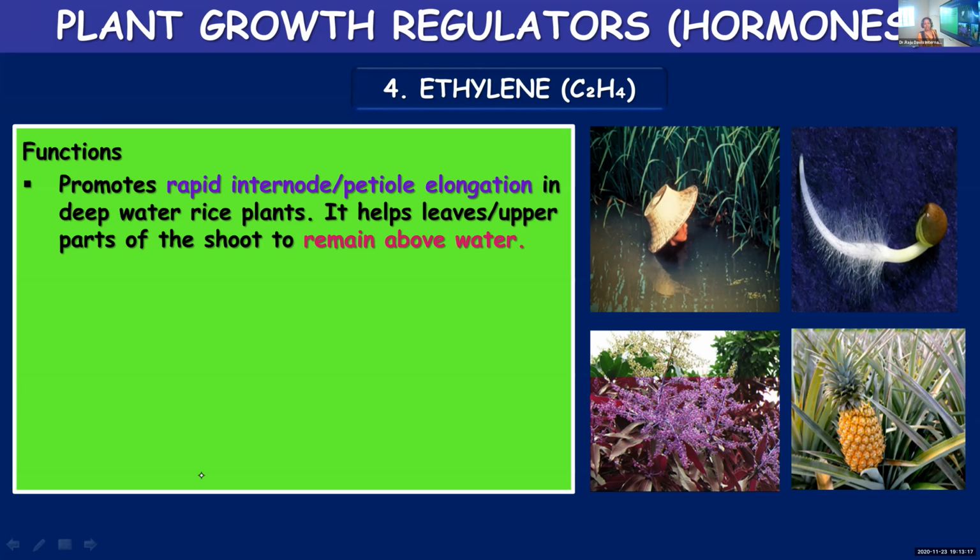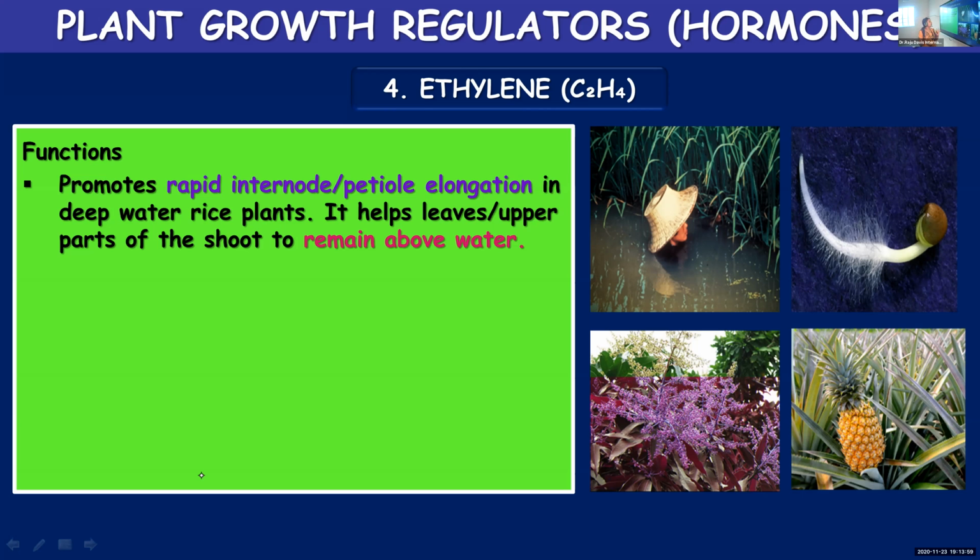You know, rice plants, paddy plants, need sufficient standing water. You might have seen paddy fields. There, standing water is needed for the paddy crops. So in such plants, this particular hormone will facilitate rapid internode and petiole elongation. So the leaves and the upper parts of the shoot will remain above the water, whereas the other parts like roots will be within the water.